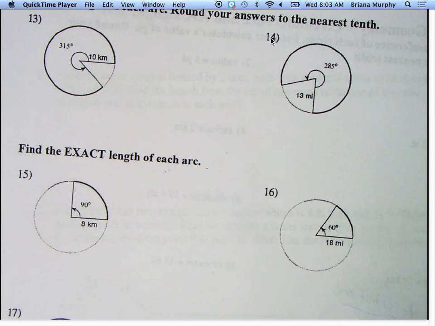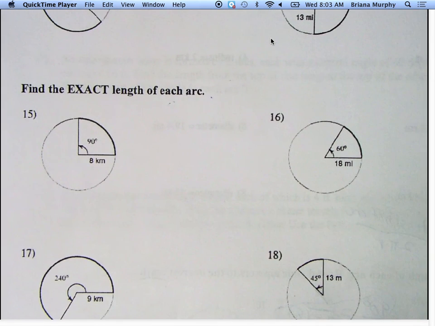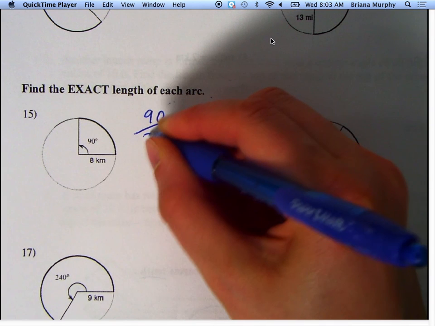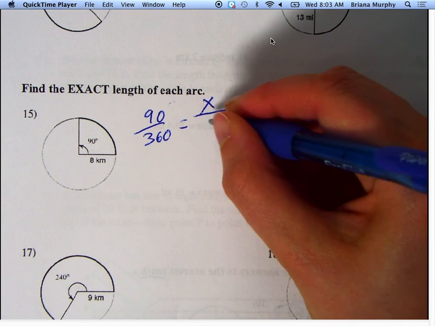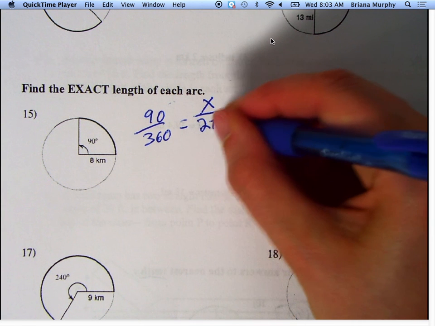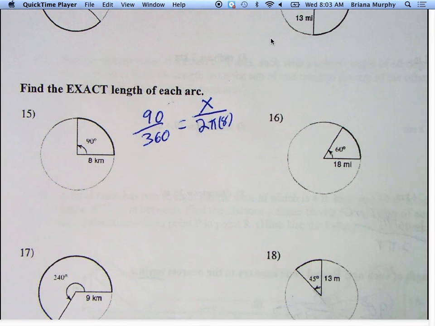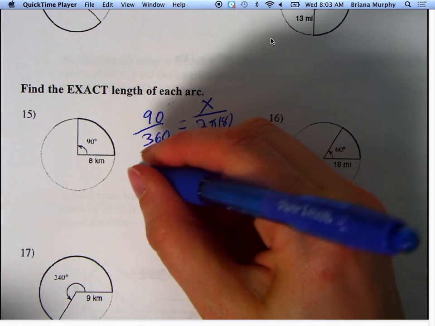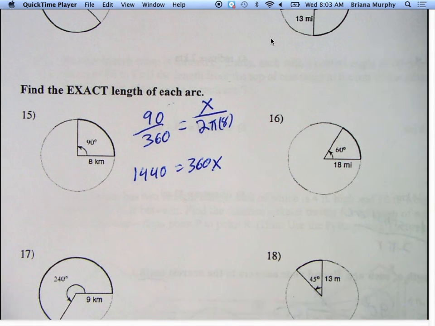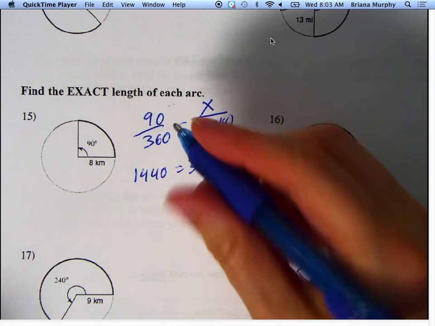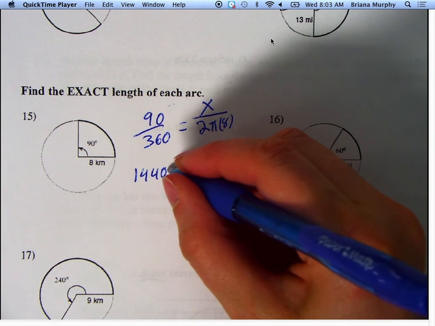Okay. So number 15, I'm going to go 90 over 360 equals x over 2 pi 8. Okay, I want to keep the pi. So when I multiply this, I'm going to go 90 times 2 times 8 gives me 1,440 equals 360x. And that's 1,440 pi.